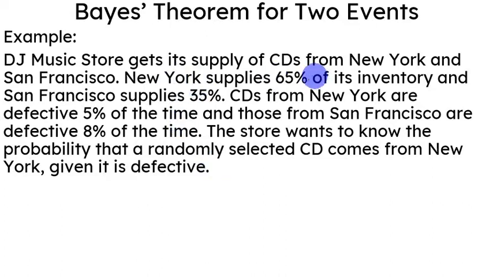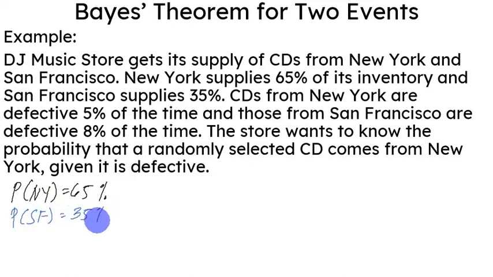Alright, so let's list down what we know. The probability that the CD is from New York is 65%, while the probability that the CD will come from San Francisco is 35%. So there you go. Let's change that color, because I think it would be better if we write this in green. So there, San Francisco is 35%.